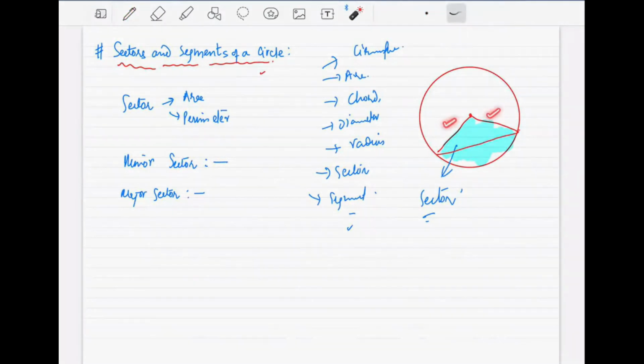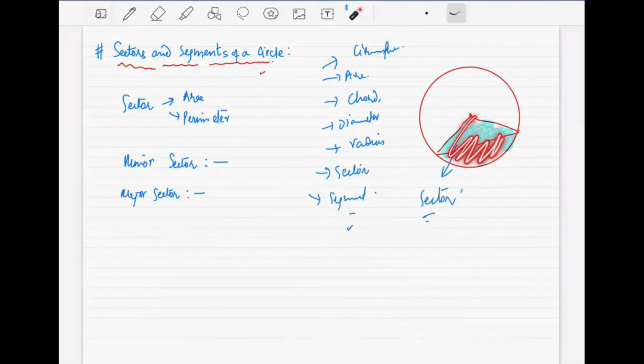There are two radius. There is a chord. A chord is a line that will join two points in a circle. You take any two points in a circle, you join them, that line is called a chord. So here is a chord right here, and here is an arc. This part, this piece of the circle, is called an arc. And then diameter, you know, radius, you know.